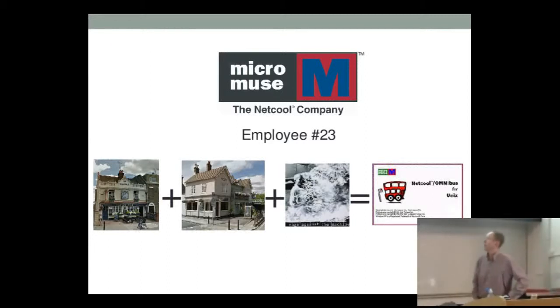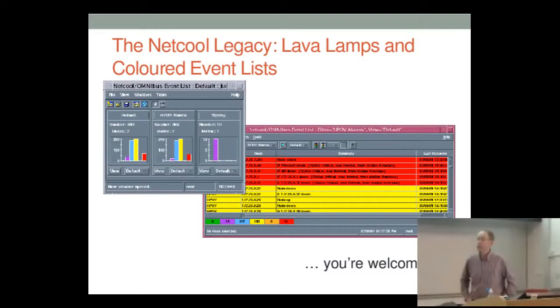Micromuse were in London, smack bang between two wonderful pubs, the Hot Pole there on the left and the Queen Adelaide there on the right. And it was round about 1993, so the Rage Against the Machine album was out, and it was playing all the time. That's what I remember. And also Nirvana's Nevermind, and we wrote some code that was called Netcool Omnibus. So I guess you could say the legacy of that is lava lamps and multicolored event lists.